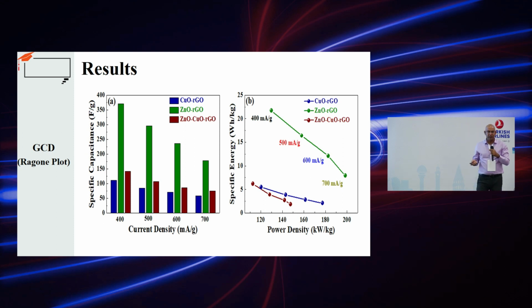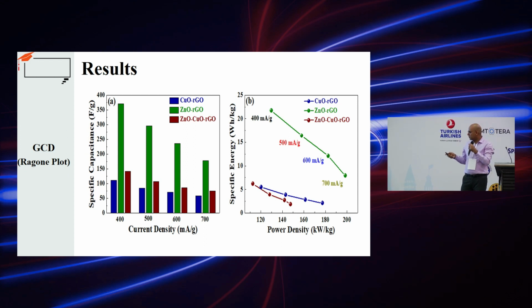Again, we got these higher specific energy values and high power density values for zinc oxide, reduced graphene oxide, when compared with the ternary or the other binary, which is copper oxide, reduced graphene oxide.